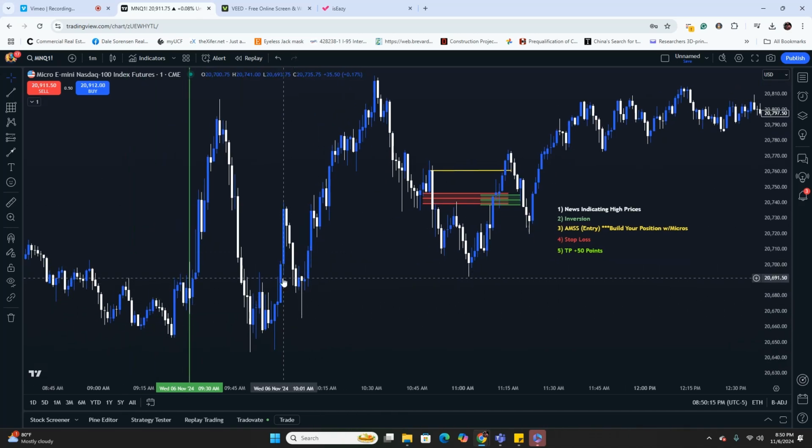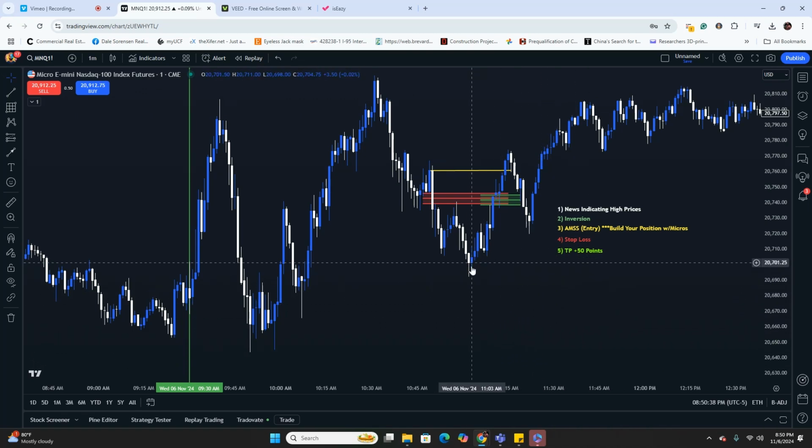So we had a nice inversion, advanced market structure shift. We move on up, we take this low hanging fruit, we take this high, and then we start retracing backward. Now, on this leg, as we're retracing backward, we don't get any signals. We don't get our reversal signal to play this long for 50 points.